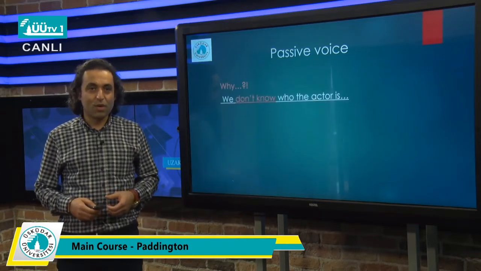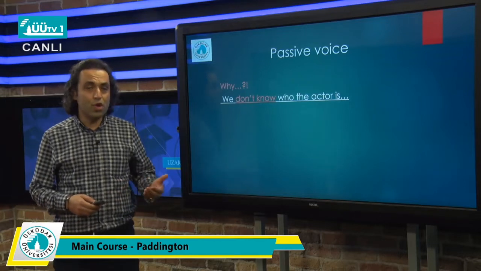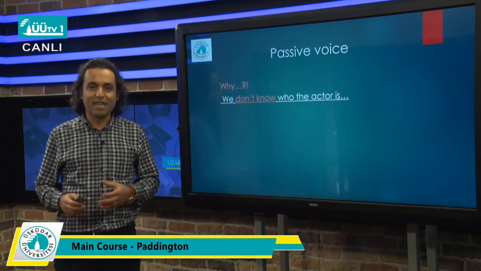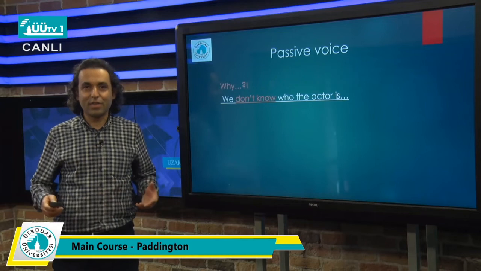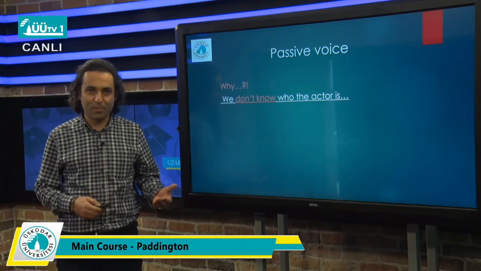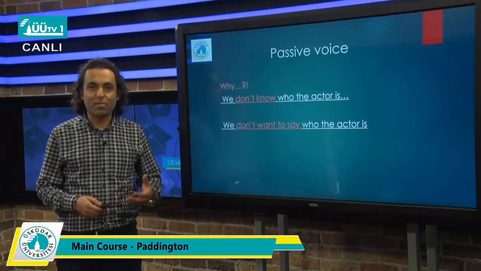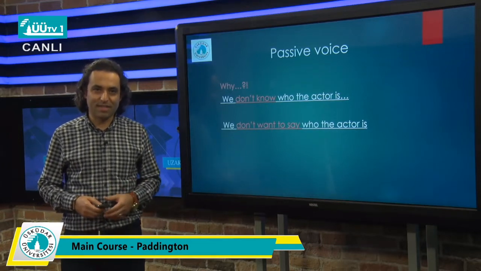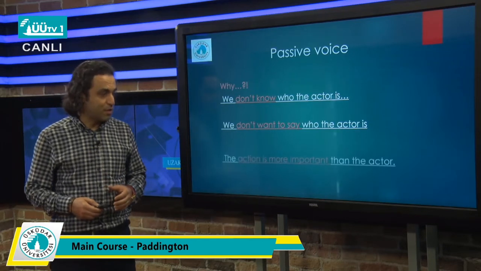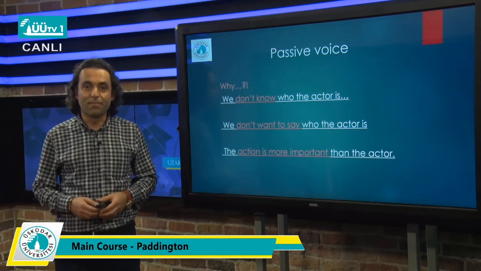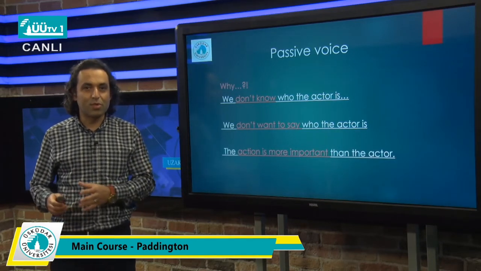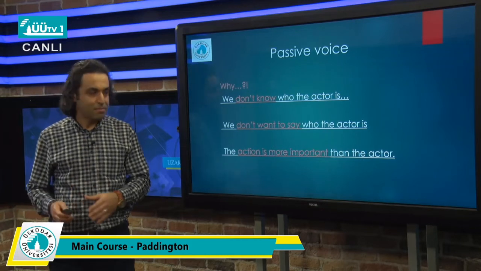First of all, we don't want or we don't know who the actor of that sentence is. We really don't know who broke the window. Or in the other circumstance, we don't want to say who really broke the window, who the actor of the sentence is. And the last one, which is the most important one: the action is more important than the actor.